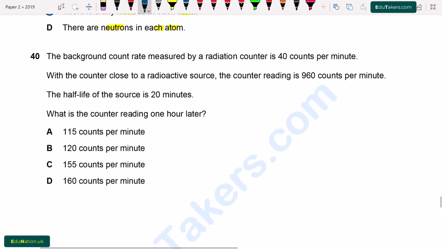Question number 40. The background count rate measured by the radiation counter is 40 counts per minute. With the counter close to the radioactive source, the counter reading is 960 counts per minute. The half-life of the radioactive source is 20 minutes. What is the counter reading after 1 hour later? So here we have to find out the counter reading when 1 hour pass. First of all, we can see here, when the counter is close to the radioactive source, count rate is 960 and the background count rate is 40. So we have to subtract this. This will be equal to 920 counts per minute.